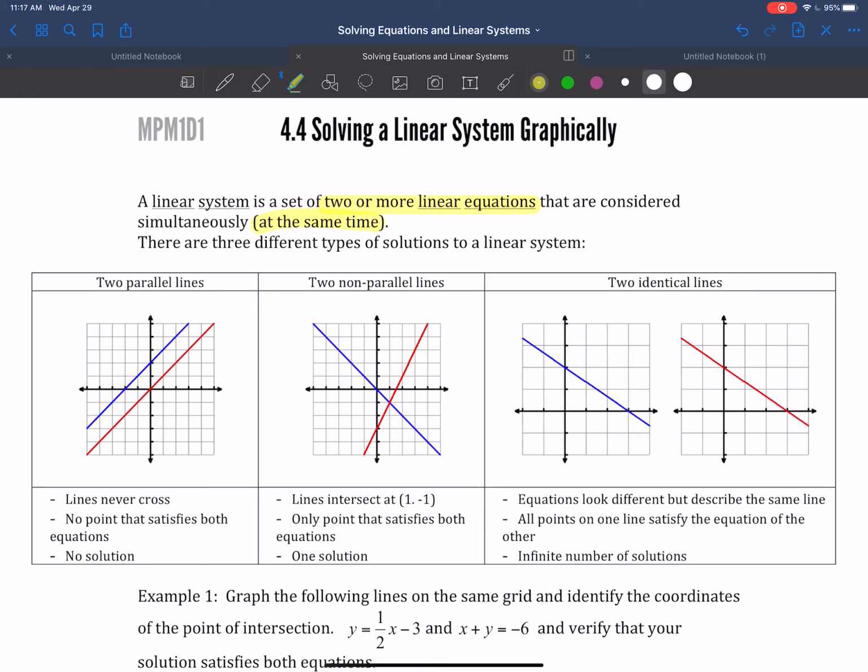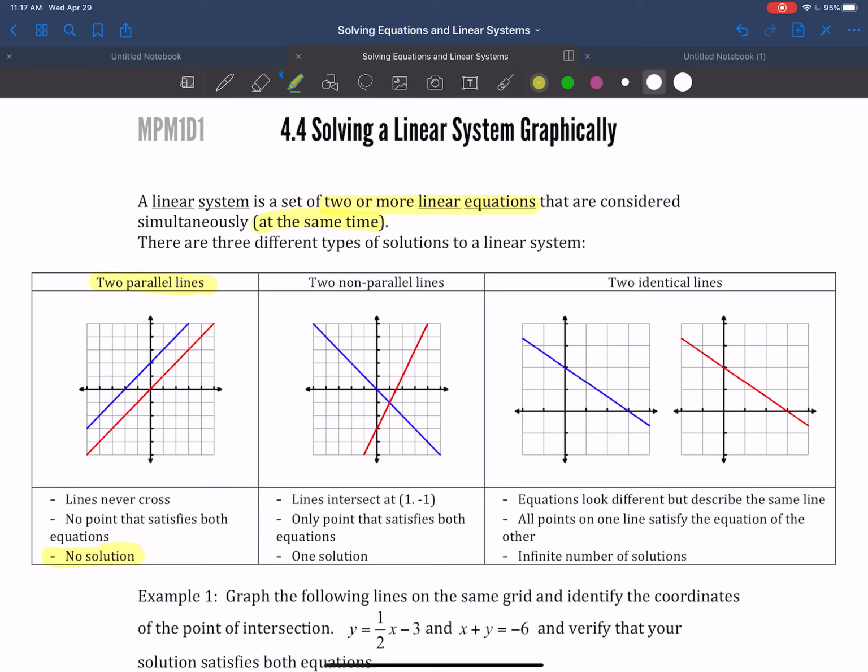So there are three different ways that lines can interact. You can have parallel lines. And if you have parallel lines, these are lines that never cross. So they'd have the same slope. And there's no point that satisfies both equations. I'll talk about more of that in a second. But what we say is that there's no solution.